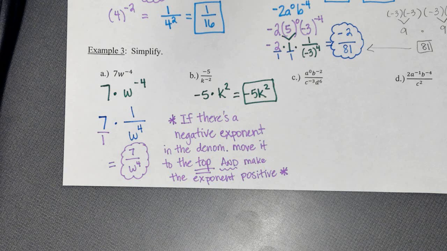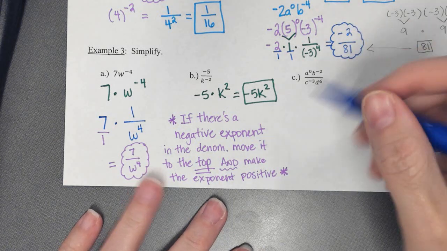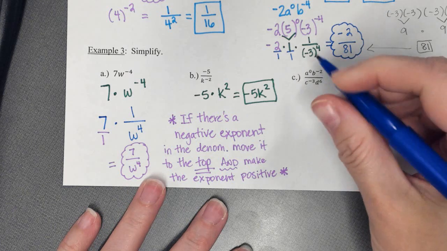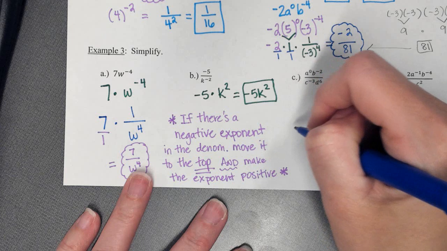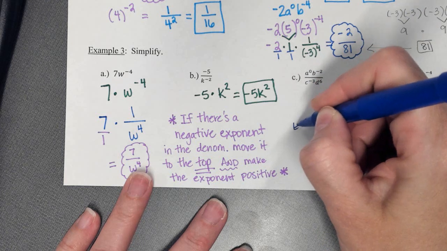Okay, and then for part C, with our exponents, there's going to be 2 rules. So Gabe, just jump in with us on the bottom, okay? So here are your exponent rules.